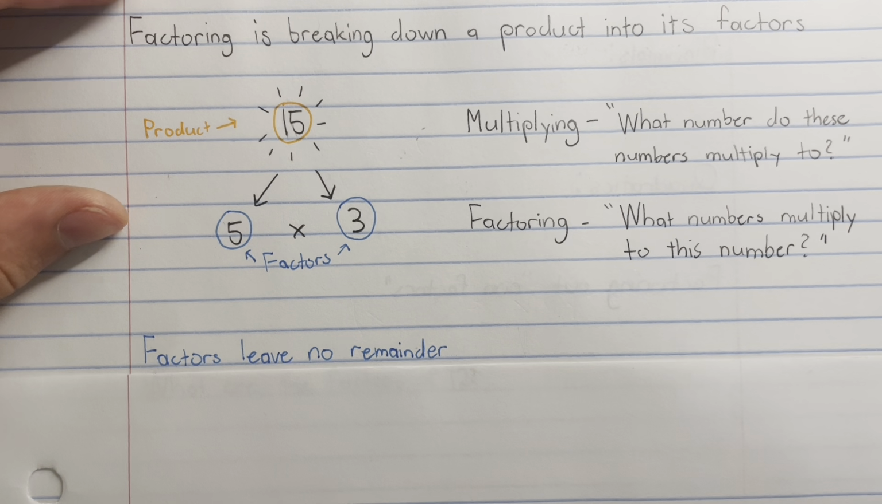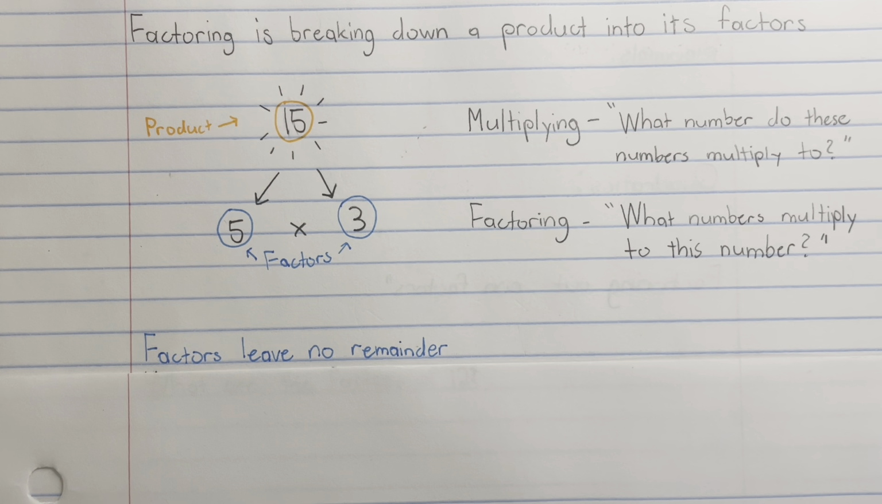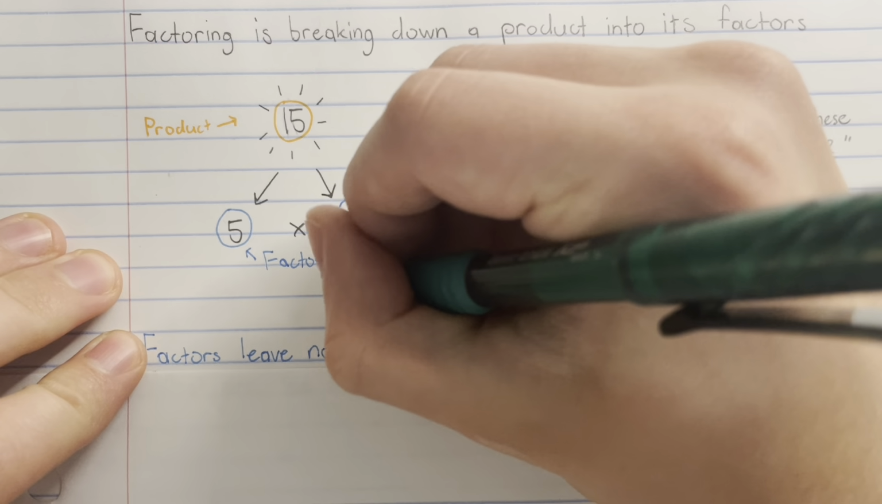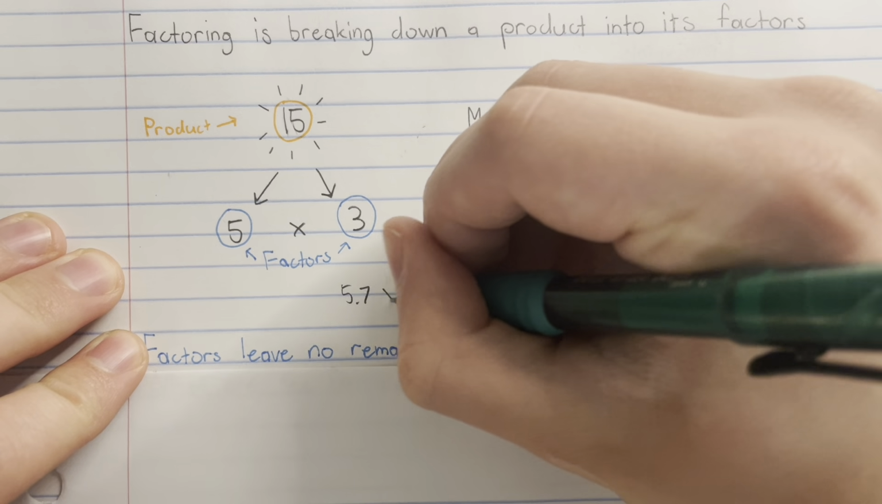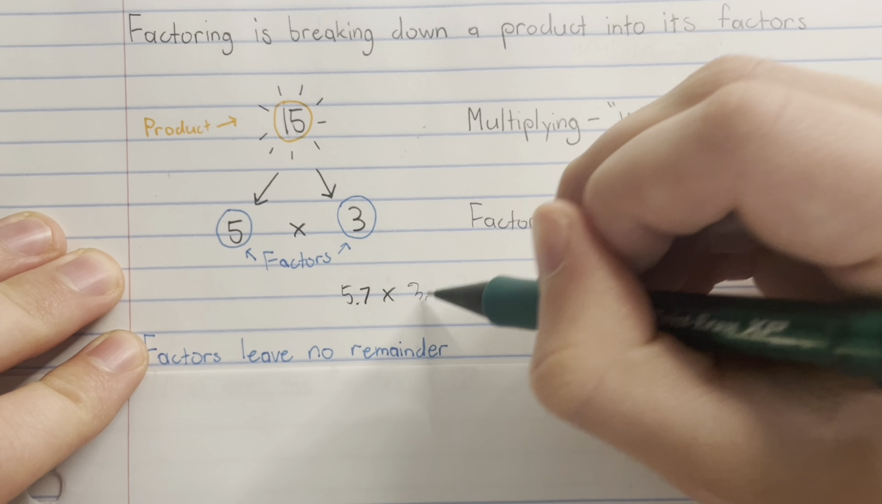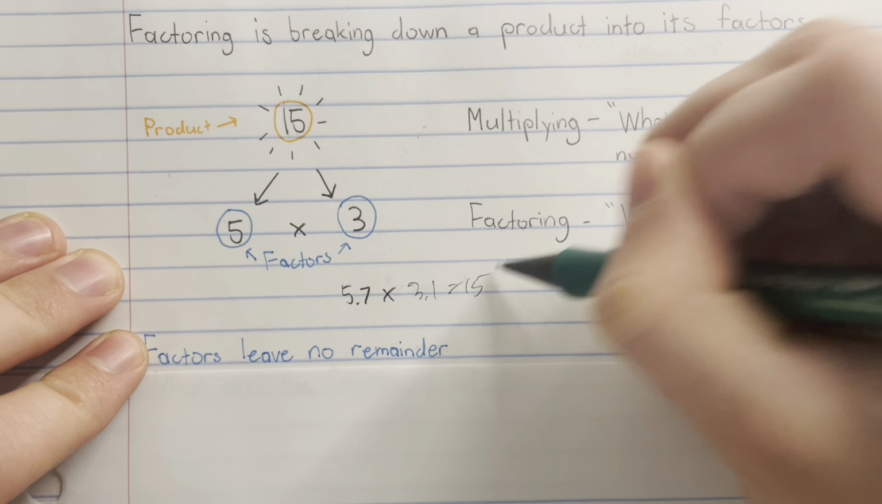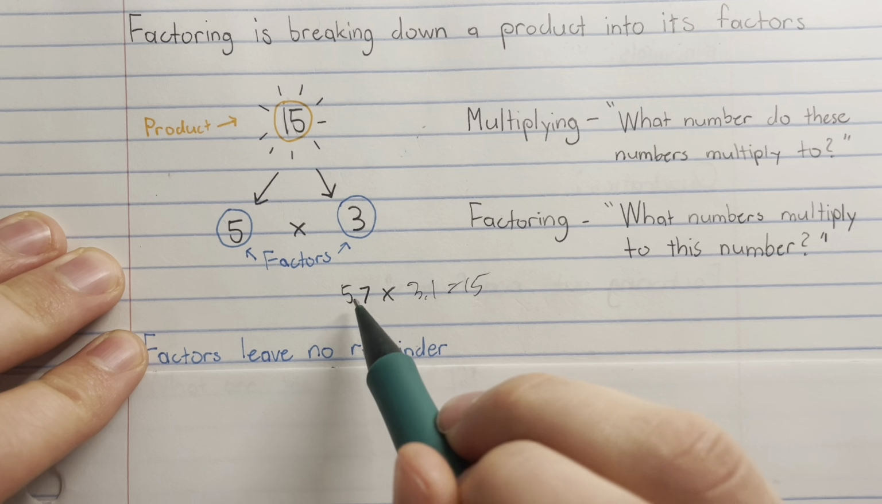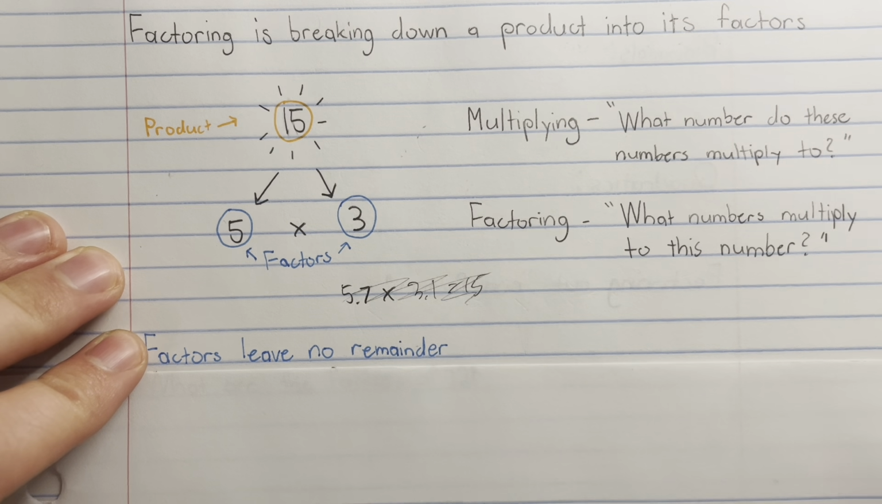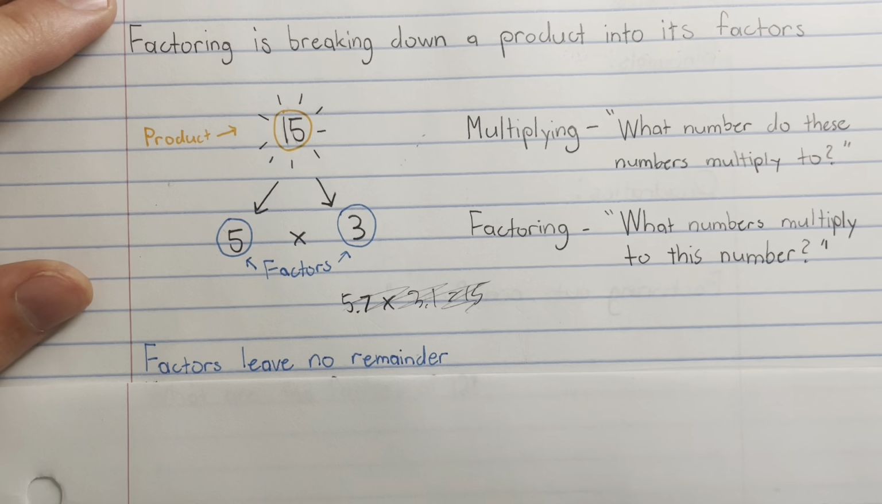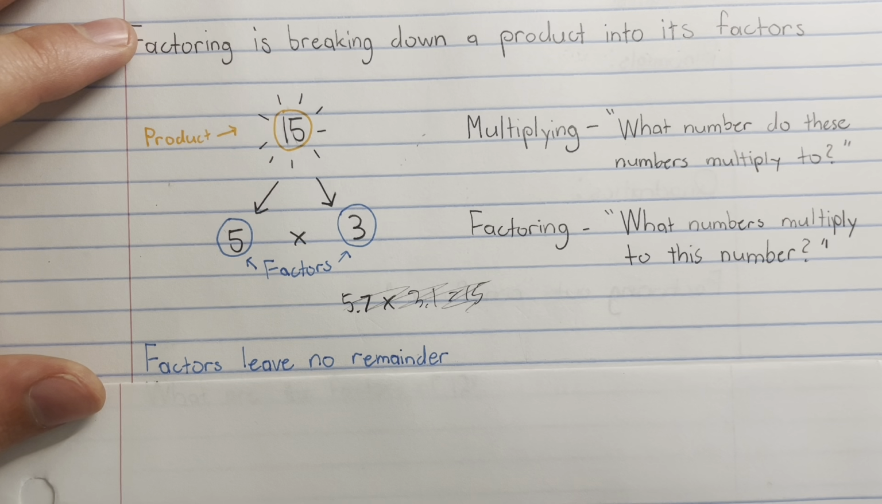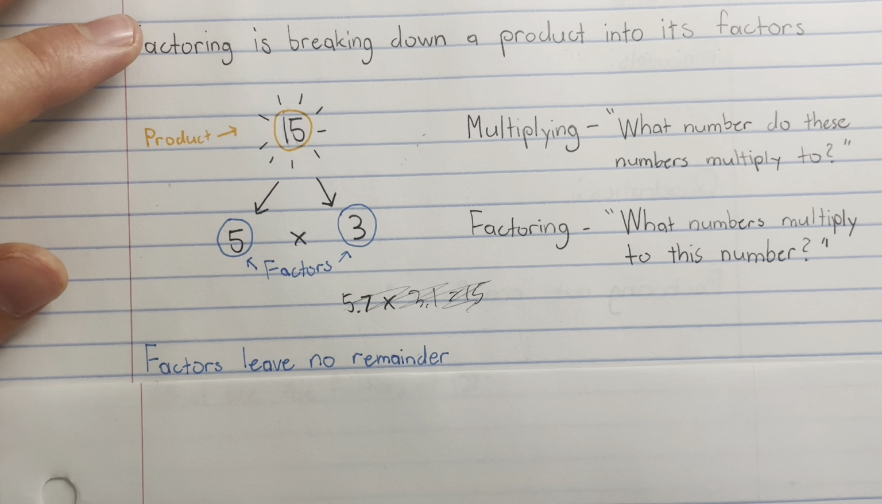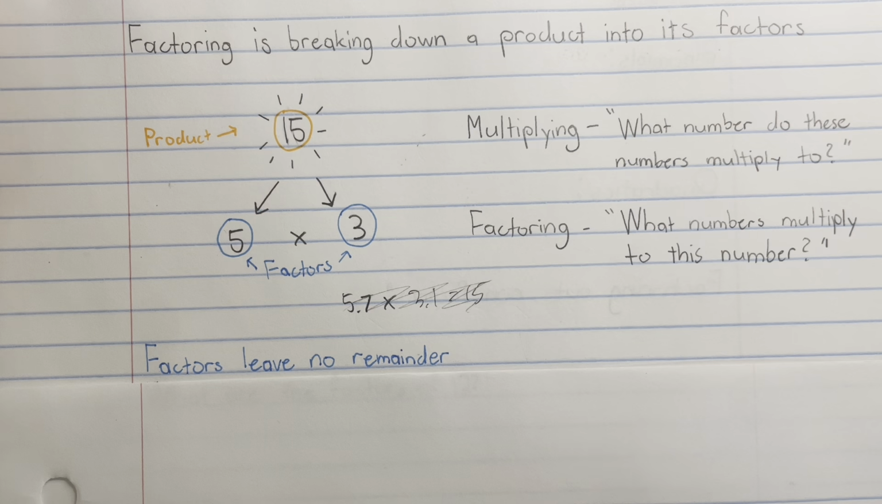It's also important to note that factors leave no remainder. It's not like I chose 5.7 times 3.1 and that was equal to 15. It's important to keep these whole numbers and integers, and that proves to be really useful in lots of problems, and I'll also show you later when you don't have to follow that rule.